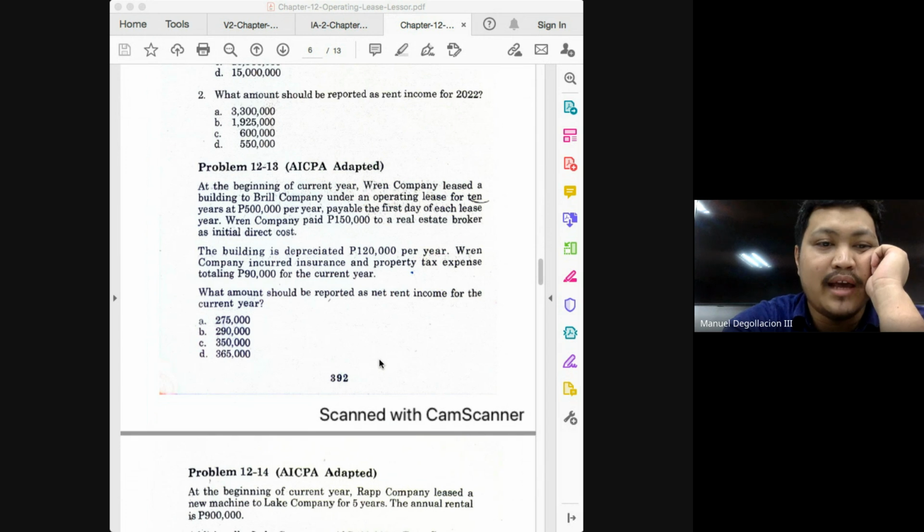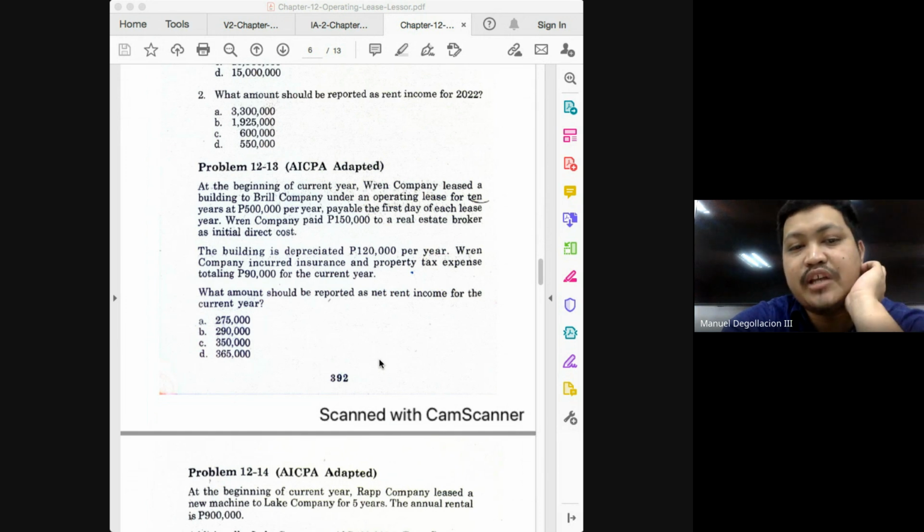So as you amortize the initial direct cost, what will that represent? That will represent a reduction to your rental income. Okay, so the proportionate amount that will be recognized as expense out of your initial direct cost would be a reduction to your rental income.